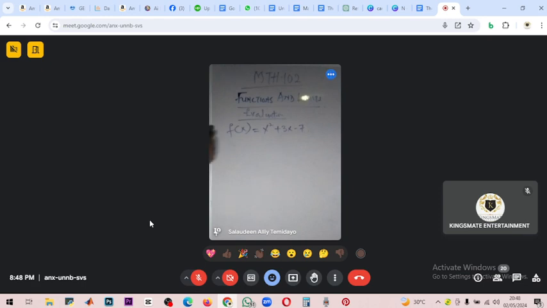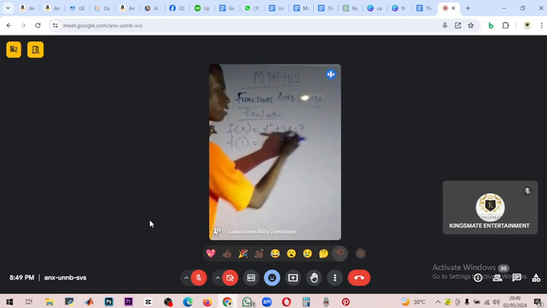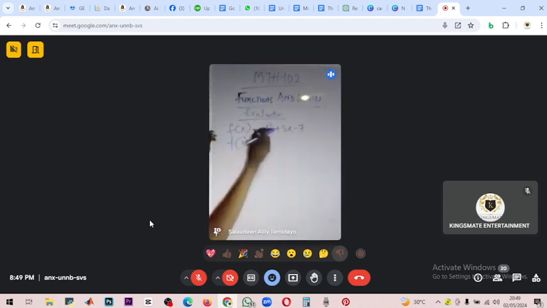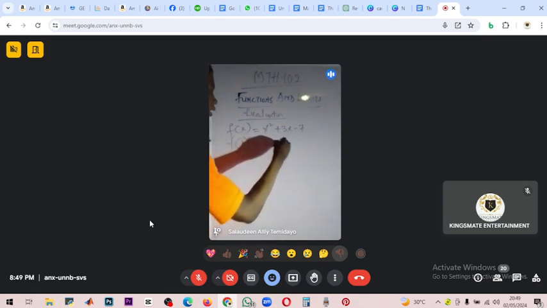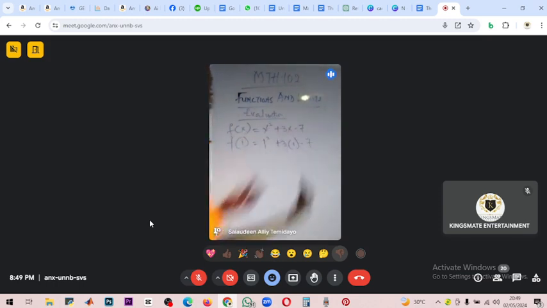Now, evaluation means what is f of 1? Note what I'm doing very well, please. What is f of 1? F of x means x squared plus 3x minus 7. Listen very well. Definitely, f of 1 should be 1 squared plus 3 times 1 minus 7. As simple as that. F of x means x squared plus 3x minus 7. So f of 1 means 1 squared plus 3 times 1 minus 7.